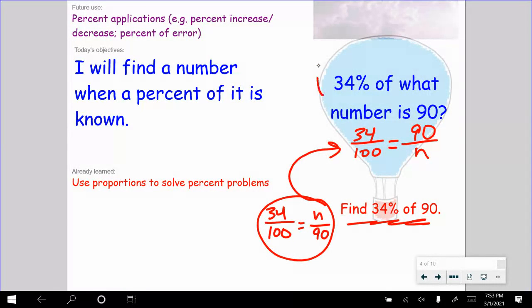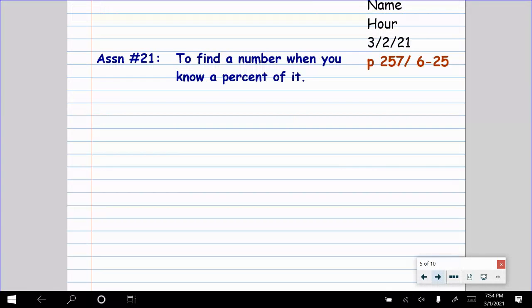And eventually we'll be using these percent issues to do percent applications, finding out if you deposit $1,000 into an account and you get $1,000.25, or whatever the case might be, what is the percent increase, decrease, percentage of error? All those will be coming. But today our objective is I will find a number when a percent of it is known. Go ahead and pause if you wish. Come on back when you're ready.